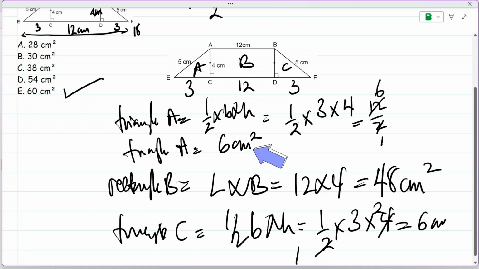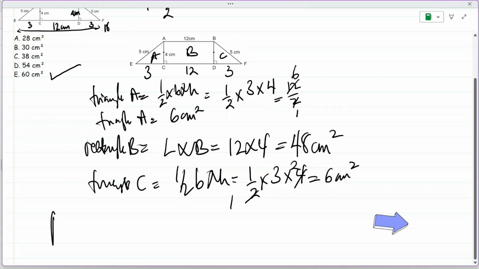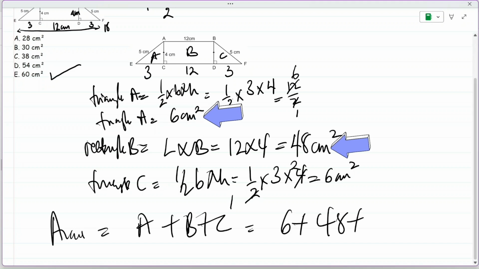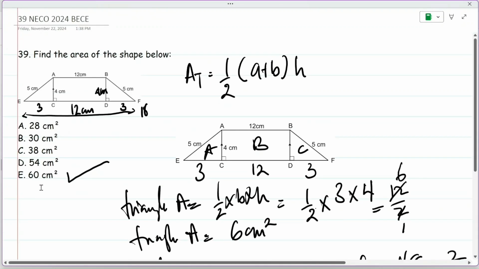We have area of triangle A as 6, area of rectangle B as 48, and area of triangle C as 6 centimeters square. Area of total shape is area of triangle A plus B plus C, which is 6 plus 48 plus 6. 6 plus 48 plus 6 gives you 60 centimeters square. That's the same answer using two different methods, whichever you prefer.